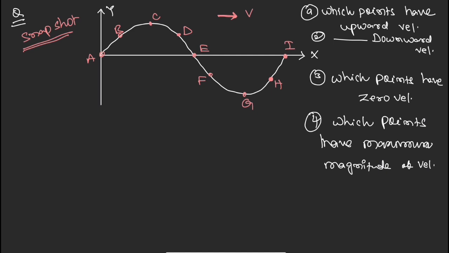Okay, so from this, the first question is which points have upward velocity, which points have downward velocity, which points have zero velocity, and the next one, which points have maximum magnitude of velocity. For the fourth one, first I'm giving the answer.